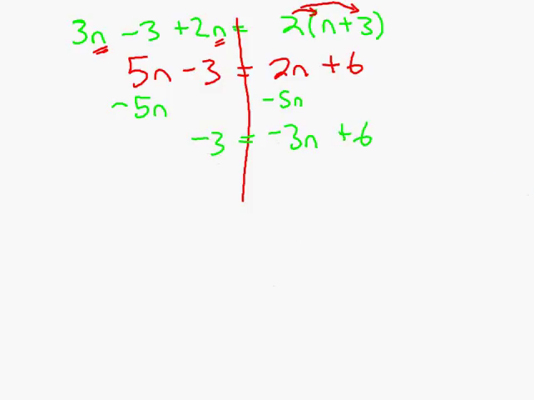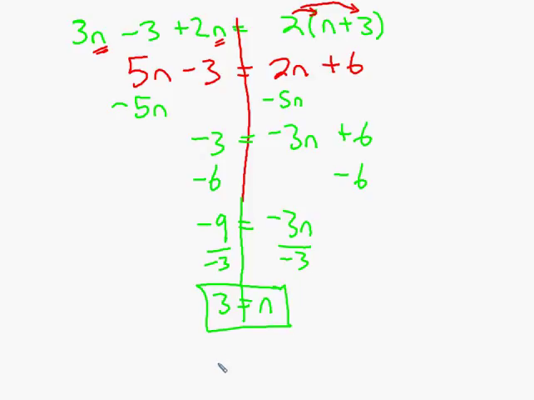Now what would you do? Minus 6. And you would get negative 9. Divide by negative 3. And that would equal positive 3. Yep. Flip it around. Better. Okay, just take that little extra step.